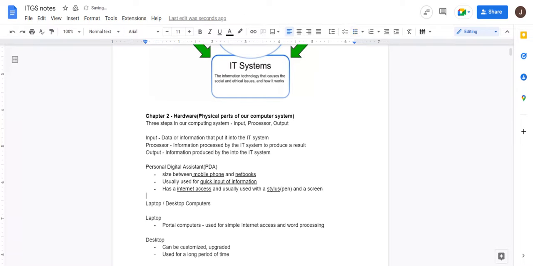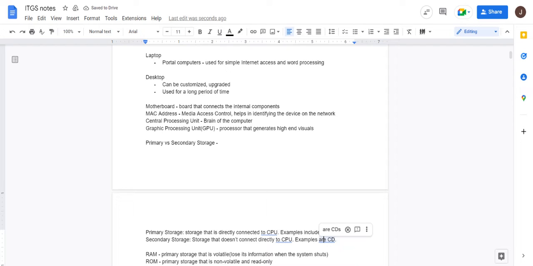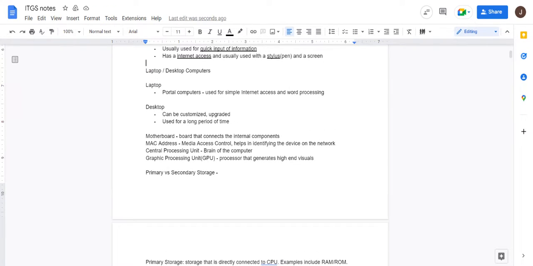Now let's talk about the other hardware, laptop and desktop computer. Desktop computer is the one that you used some years ago. It is a relatively big one, right? It is a big one. It's not portable. It's a very fat, square thing, and if you move it, it takes a lot of effort. So it's not portable, and it can be used for long periods of time, and it can be customized and upgraded. Laptop, on the other hand, is very portable.